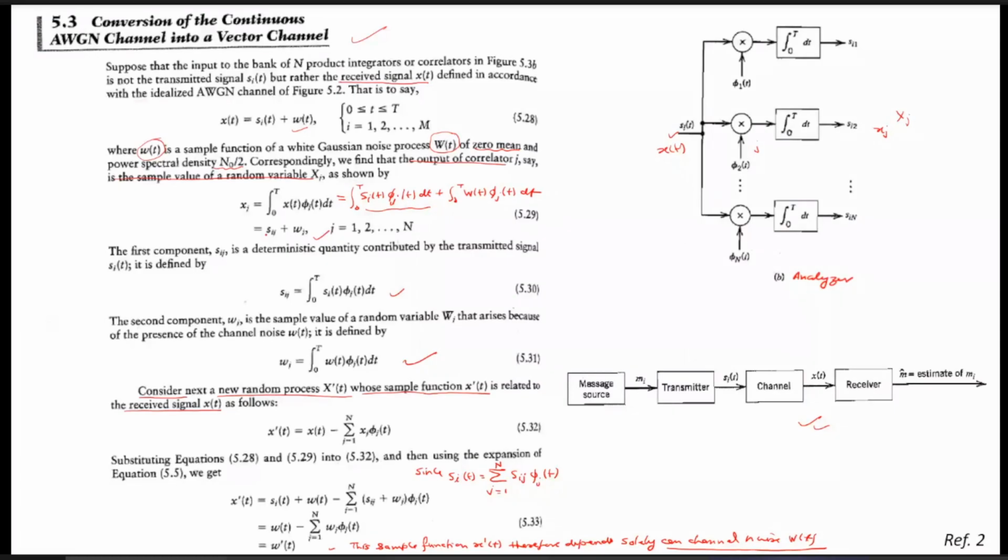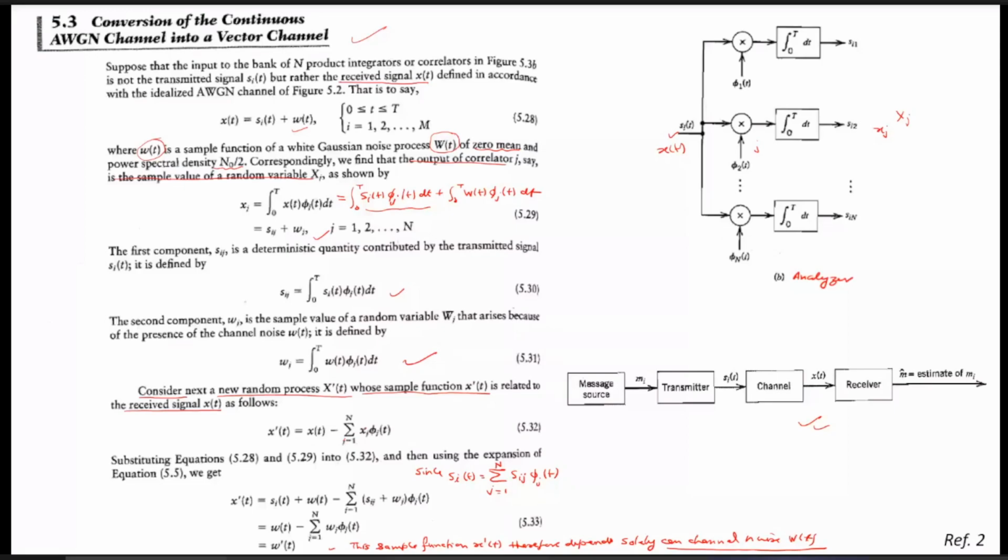Here sij is given by the integral from 0 to T of si(t) phi_j(t), and Wj is given by the integral of w(t) phi_j(t). Now, just to understand, assume another random process x'(t), defined by this expression: x(t) minus the summation over j equals 1 to N of xj phi_j(t).